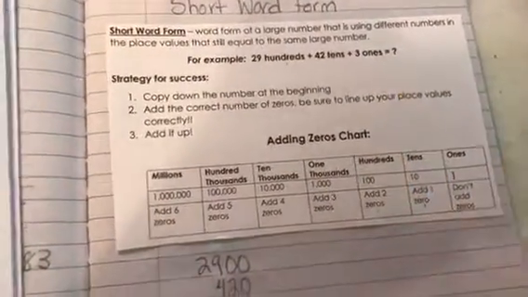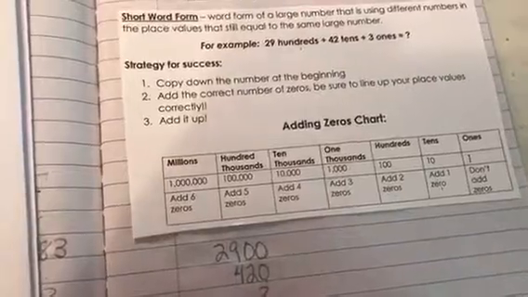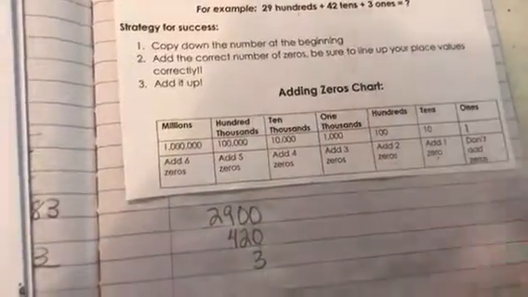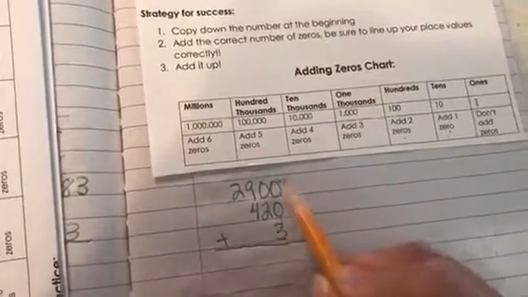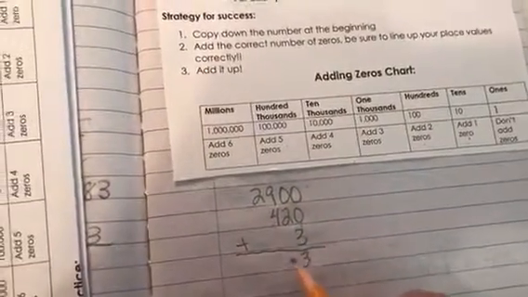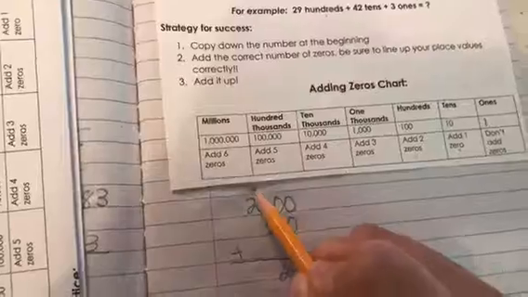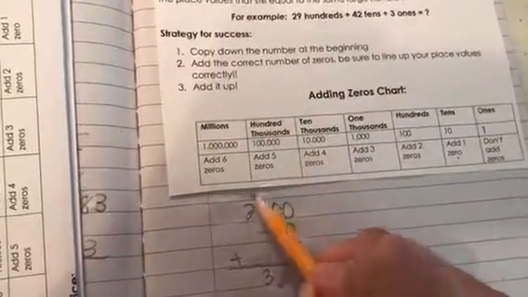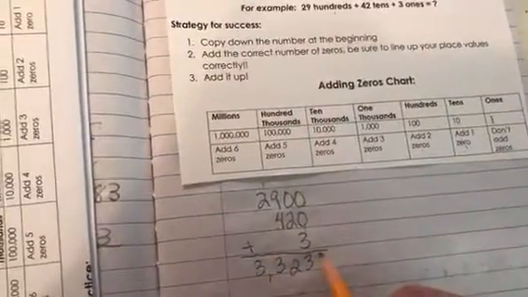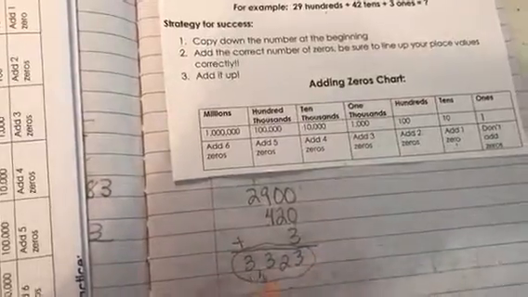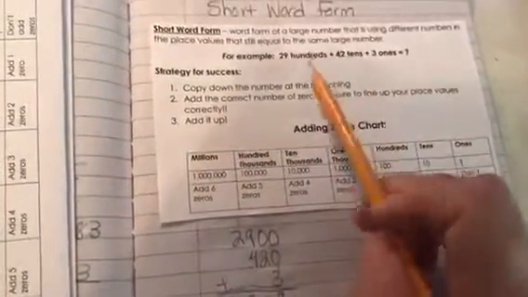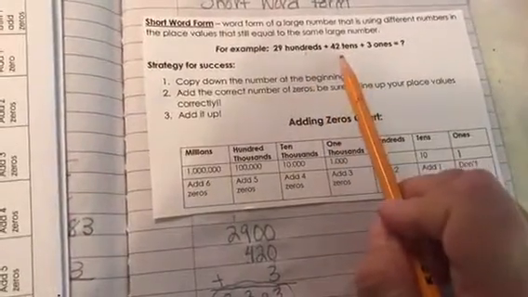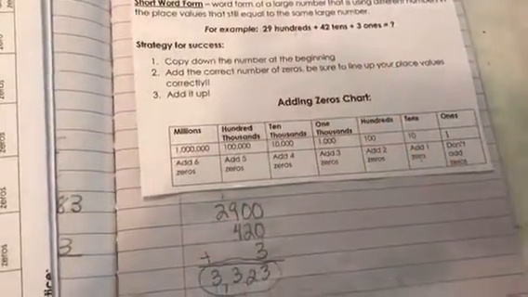Last one is 3 ones. Well, there's nothing to add to 3 ones. There's no zeros in ones. So I just put that in the ones place. Then I'm going to add these numbers up. 3, 2, 9 plus 4 is 13. 2 plus 1 is 3. And my answer is 3,323. That is the same thing as 29 hundredths, 42 tens, and 3 ones.